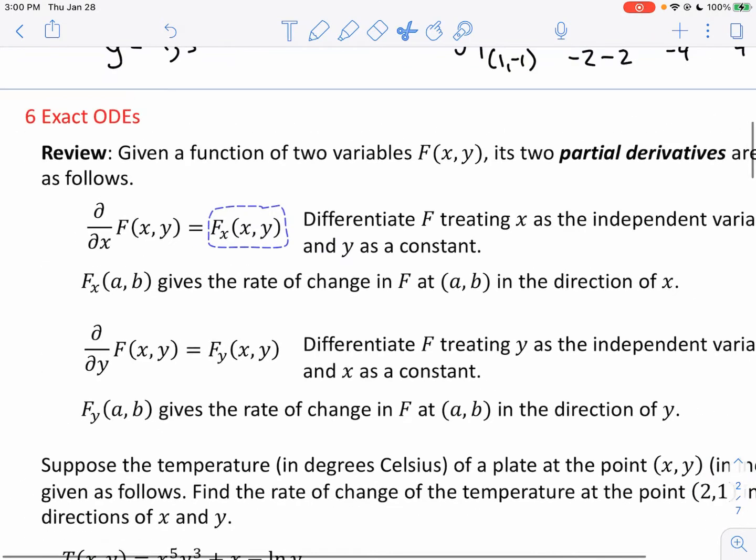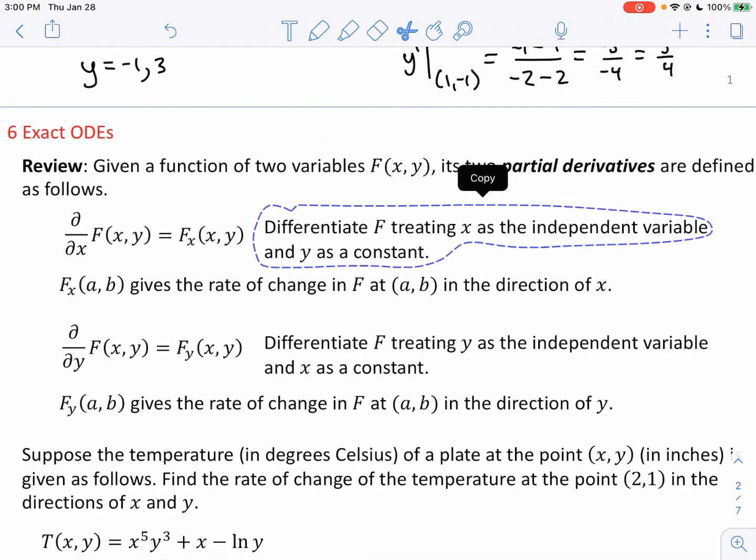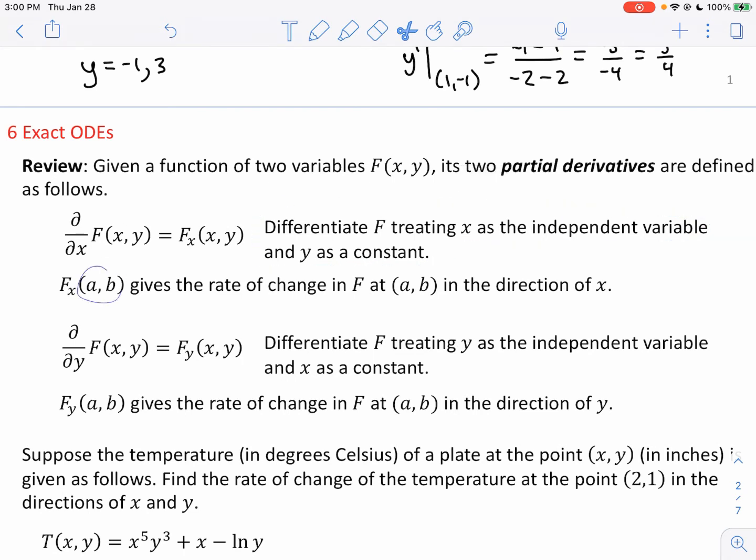And the way you do that is you differentiate the function f like you would normally. You treat x as the independent variable and y as a constant. So every y you see in the expression, you treat just like any constant, and the x is what you think of as the independent variable. Now when you do this and then plug in a point AB, what this partial derivative tells you is the rate of change of f at the point AB in the direction of x.